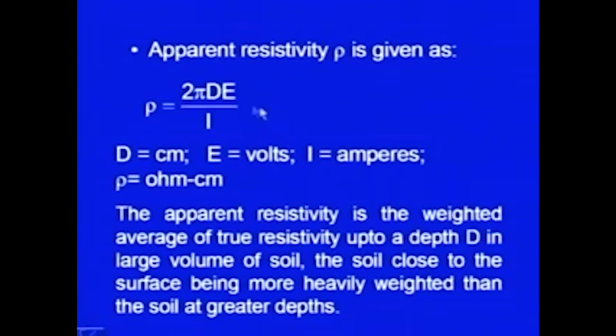Using this measured value of E, d and I, the apparent resistivity, it is apparent, not the true resistivity, is defined as rho equal to 2 pi d E upon I, where d is in centimeters, E is in volts, I is in amperes, and the apparent resistivity will be in ohm centimeters. It may be noted that this apparent resistivity is the weighted average of true resistivity up to a depth d in a large volume of soil, and the soil close to the surface is more heavily weighted than the soil at greater depth.